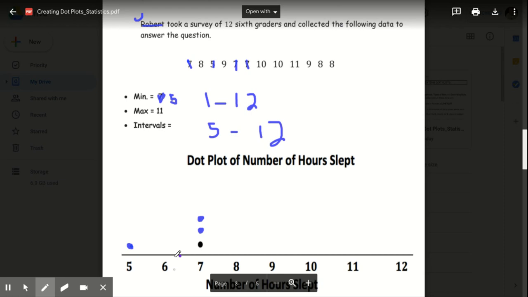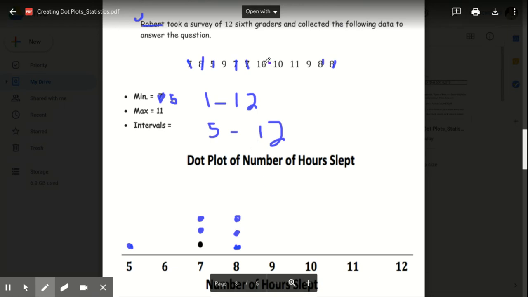Okay. Did I get any that slept 6? No, I have none. So I don't need to put any information here. Now, how many did I have that went 8? 1, 2, 3. I have 3 students that slept 8 hours. Put a dot there, put a dot here, and put a dot here. Since I'm using this tool, they're not all the same size, but bear with me.